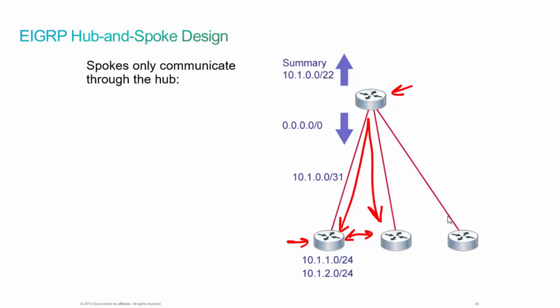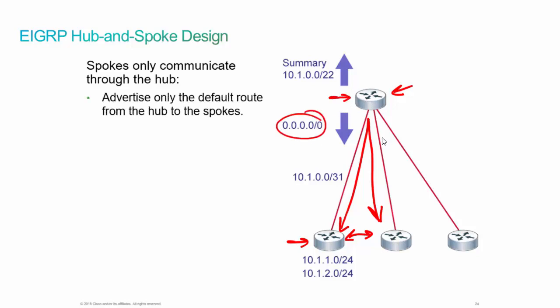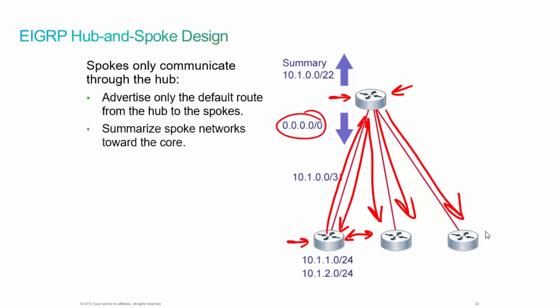So what we want to do is from the hub device, we want to only advertise a default route from the hub down to the spokes. There's no other way that they can go. They don't need to have direct routing information for each spoke. As long as they can send their traffic up to the hub, which is their default route, then the hub router is going to have specific route information for each of the other spokes, and that's how we want to handle that. We also want to summarize the spoke networks towards the core.